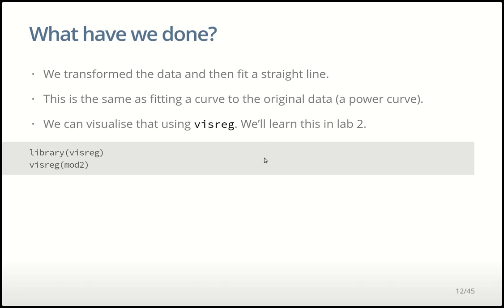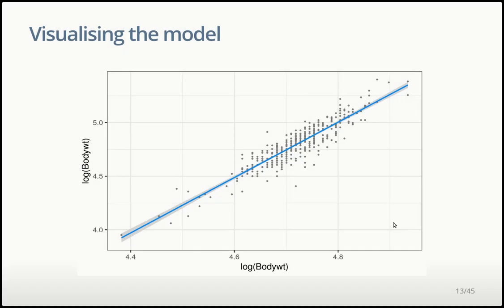One way to visualize that is to use the visreg package, which you'll do in lab 2. Essentially, if we plot the data on a log scale, then we're fitting a straight line. And you can see that the straight line fits really well. As per usual, there's a little bit of uncertainty at each end, which is the grey band. That's the confidence interval for the line, so that's potentially where the line might be. There's less uncertainty in the middle, of course, because the line is very rigidly fixed there. We've got lots of data there holding it in place.